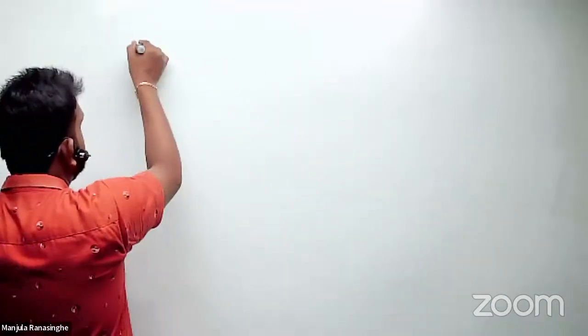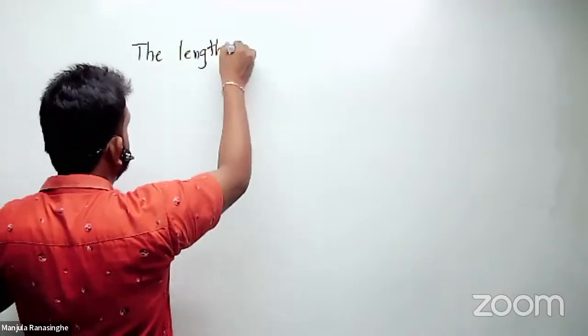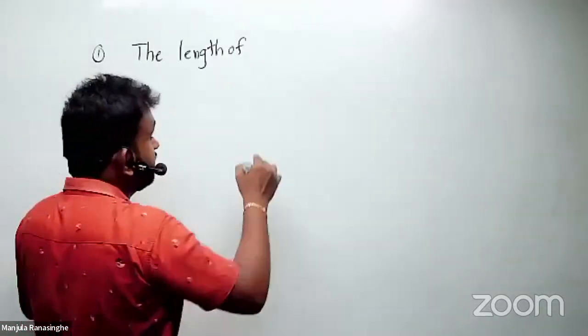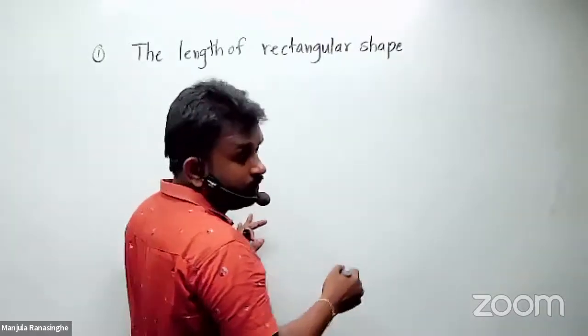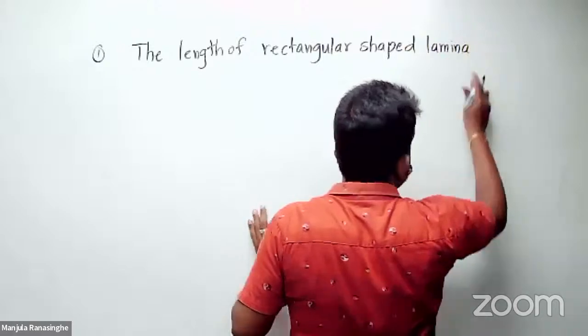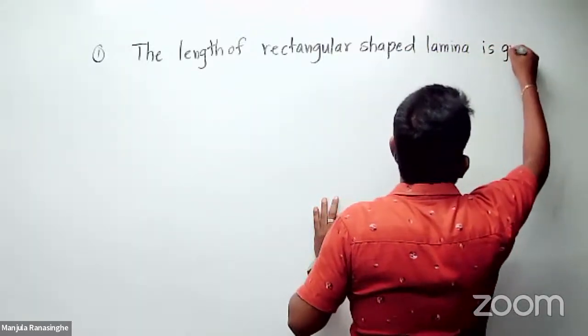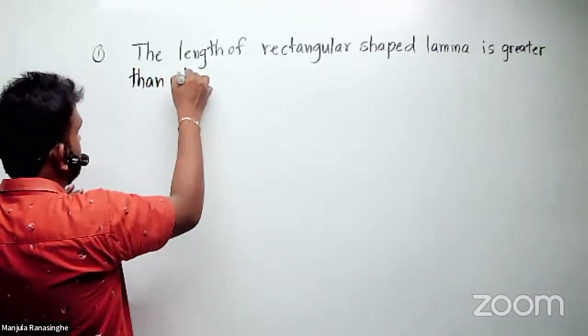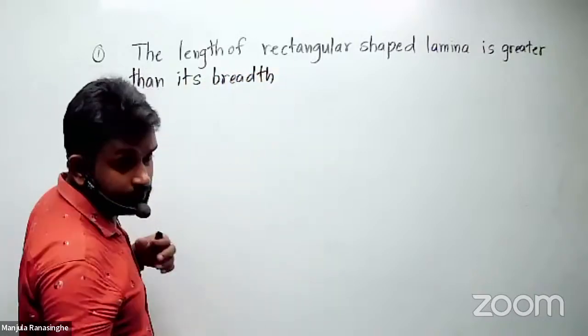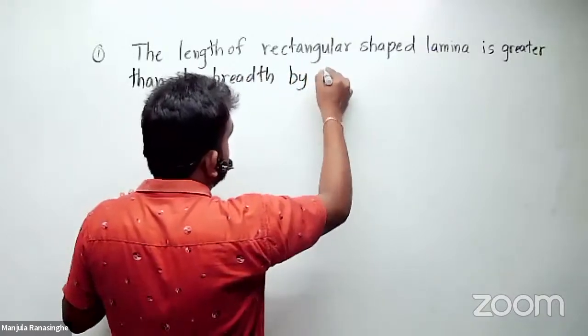Now we are going to a couple of advanced questions. Write down these two questions. The length of a rectangular shaped lamina is greater than its breadth by 20 centimeter.